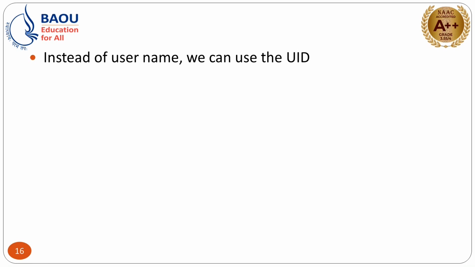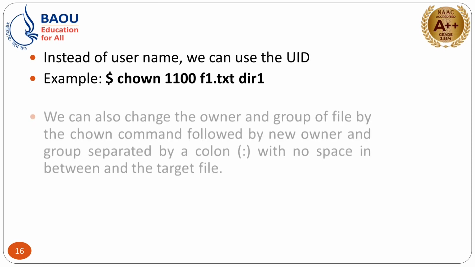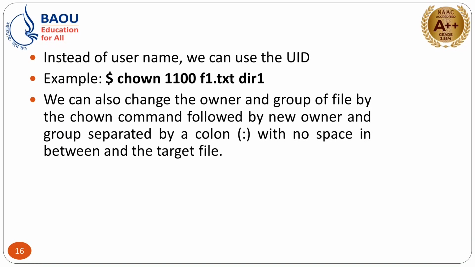Now suppose you don't want to use the username, you want to use the user ID, the UID. You can see here the example. Instead of the username, we are using the user ID, that is 1100. You can see the user ID with the help of the id command. Whenever you write it on your terminal and press enter, you can see the users with their user ID, and after the colon sign you can see the user and the group.